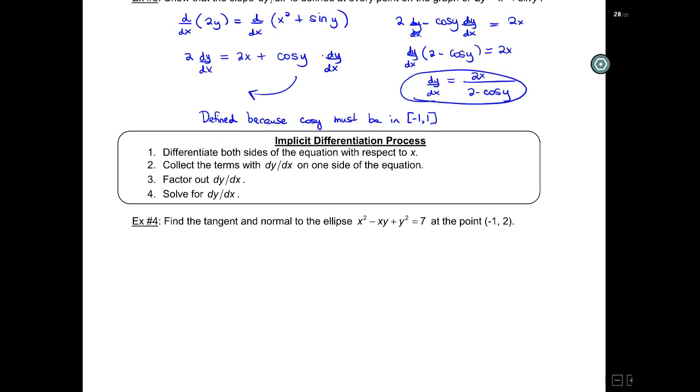Okay, so here is the implicit differentiation process. Just to sum up what we did. We differentiated both sides with respect to x. Then we had to collect dy/dx on one side of the equation. Now, if you only have one dy/dx, you don't have to worry about this step. But if you have multiple dy/dx's, get all of those on one side, and anything that doesn't have a dy/dx on the other side. Then you're going to factor out dy/dx and then solve, which is usually dividing. Usually that last step is just divide, like we saw here. Right? After we factored, we just divided.